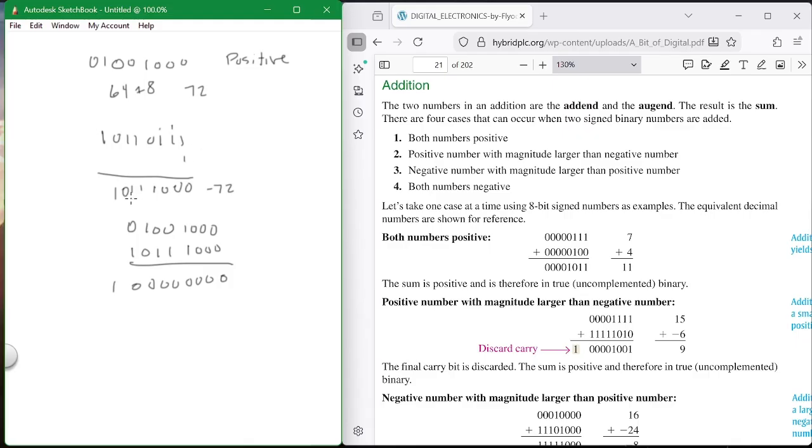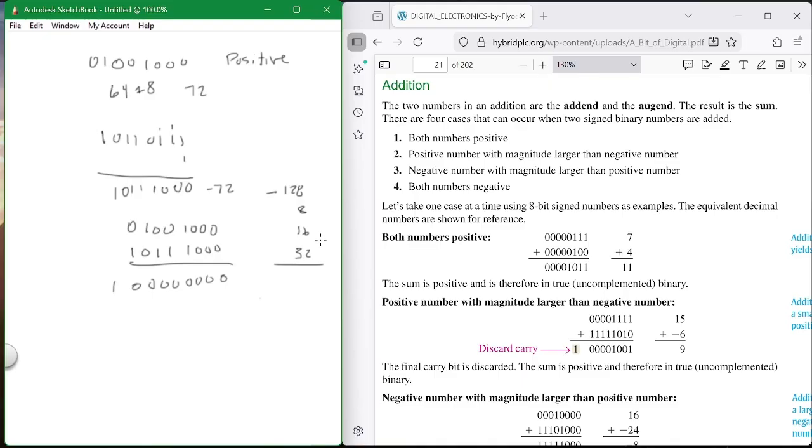How would you check it another way? You would say, well, this is a minus 1, 2, 4, 8, 16, 32, 64, 128, excuse me. 1, 2, 4, 8, 16, 32, 64, 128. So that would be a minus 128 plus 1, 2, 4, 8, 16, 32. And if you add these all together, I bet you get minus 72.